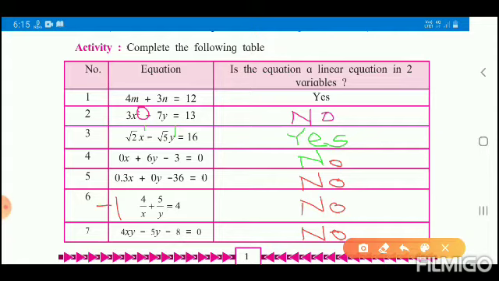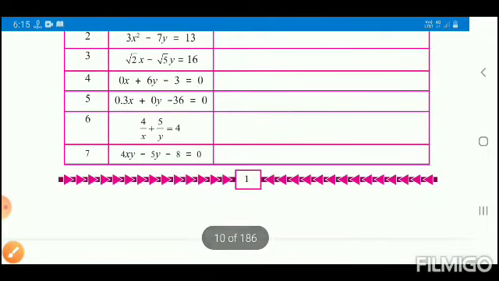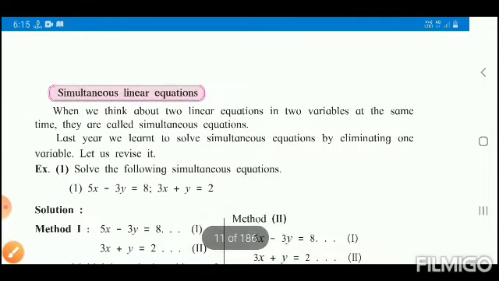Do you understand, students? We have to see that an equation in two variables with the degree of variable 1 is called a linear equation in two variables. Using this information or the definition of linear equation, you have to complete this activity.